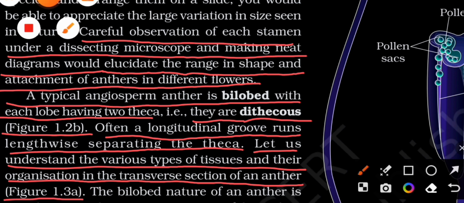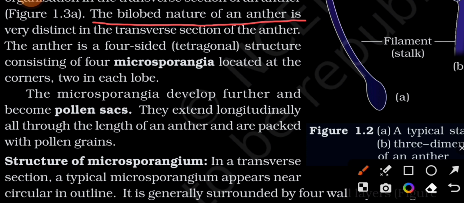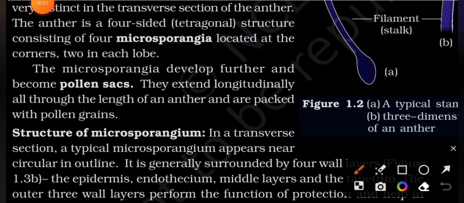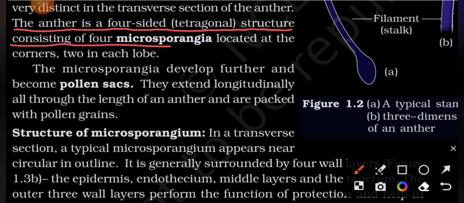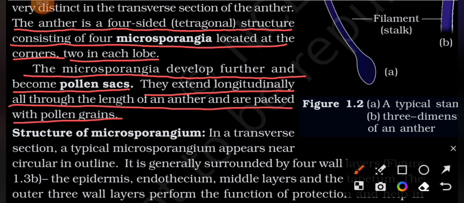Figure 1.3a. The bilobed nature of an anther is very distinct in the transverse section of the anther. The anther is a 4-sided tetragonal structure consisting of 4 microsporangia located at the corners, 2 in each lobe. The microsporangia develop further and become pollen sacs. They extend longitudinally all through the length of an anther and are packed with pollen grains.